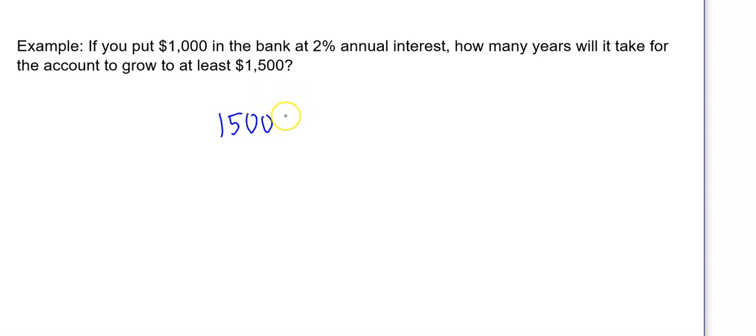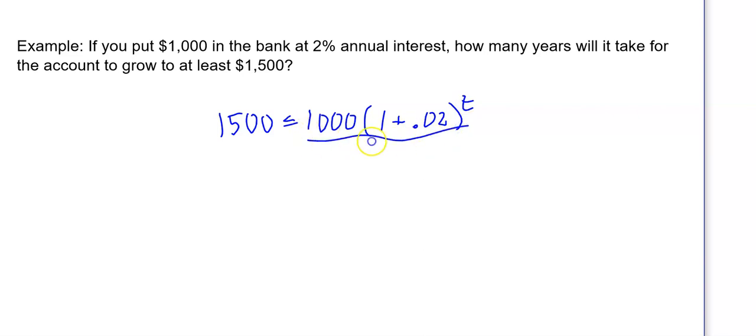I want the value to be at least that. So I think I'm going to say it this way. Let's do the formula, which would be 1,000. I think that's P times 1 plus the rate, which is 0.02 as a decimal, to the power of T. Weird, isn't it? Okay, so we've got to try to solve this.